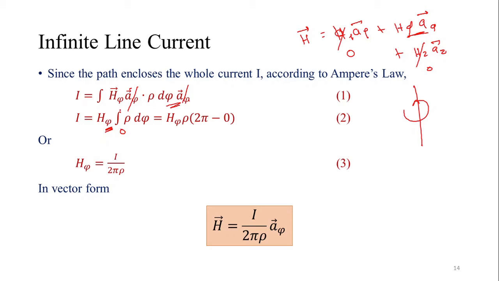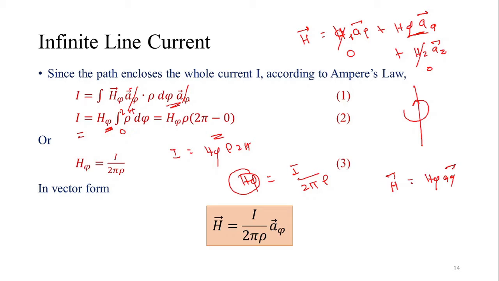It is running from 0 to 2 pi. So H phi rho into 2 pi minus 0. So I is equal to H phi rho 2 pi. From this you can write H phi is I by 2 pi rho. The H vector is H phi a phi vector. Just substitute H phi here. So you will have I by 2 pi rho into the a phi vector.